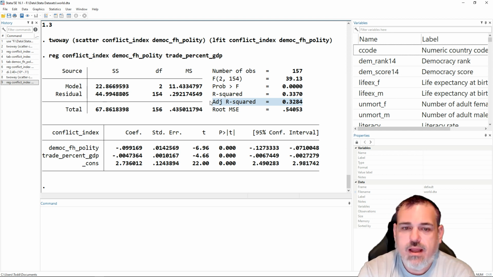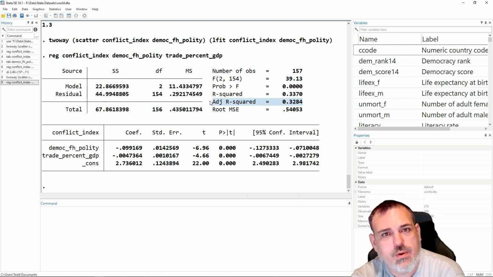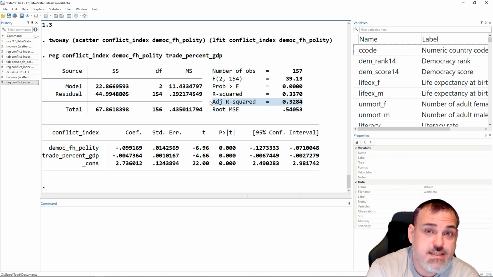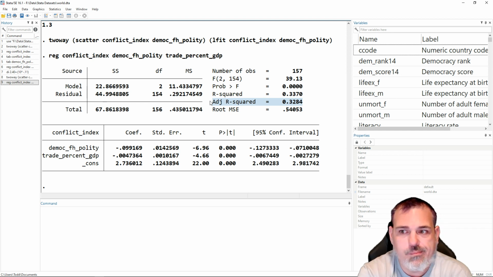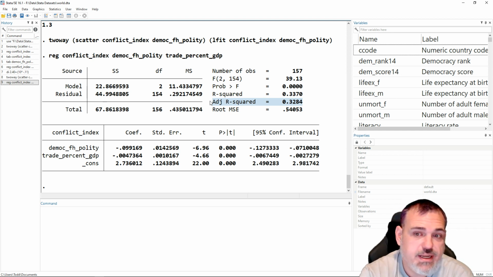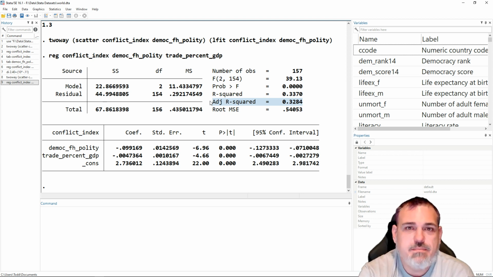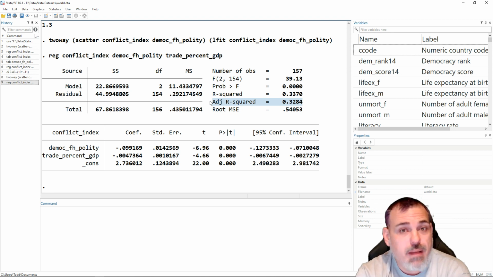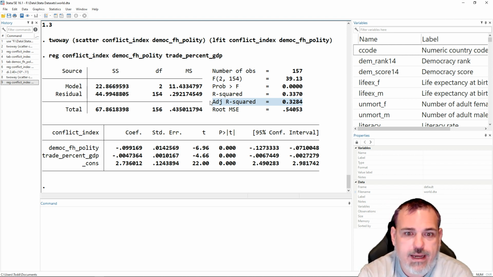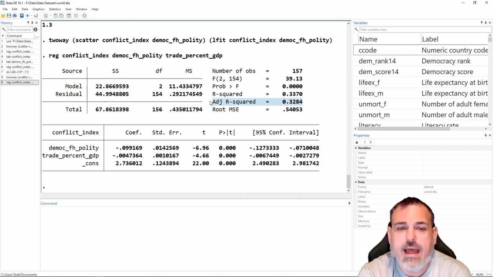I would caution, do not compare R squareds or adjusted R squareds across different model configurations because they're simply not meant to do that. The R squared is a summary measure of the model you're actually looking at, not a tool to compare across to other models. So just don't do that.